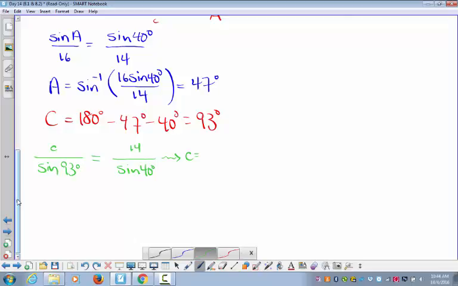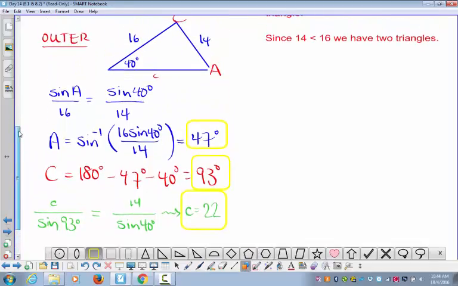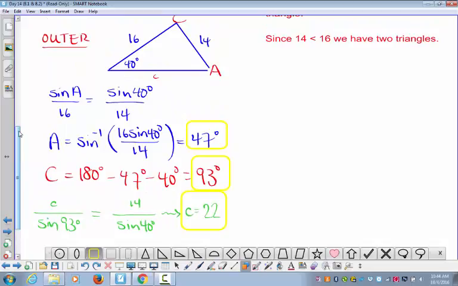14 sine 93 divided by sine 40. 22 degrees? I mean, 22 units of length, whatever. They didn't give us any units, so it's just 22. Somebody else confirm? We have at least two. All right. So there we have our three unknown pieces. Good. So that's the outer triangle. That's the easier one. Now we go for the inner triangle.